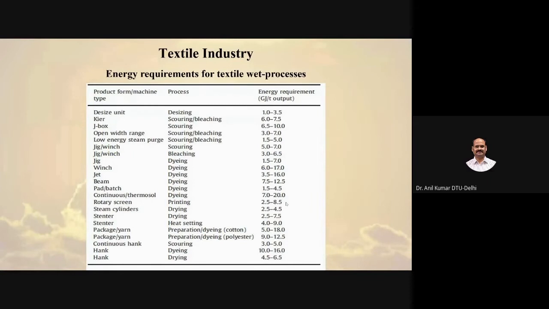So this is drying. You may see the textile industry also, the energy requirement in the textile process. In the drying operation, steam cylinders are used for the textile industry, 2.5 to 4.5 gigajoule per ton of output, and up to 7.5 gigajoule per ton of output. All this drying process in the textile industry takes place at 160 to 170 degrees centigrade, not more than that, indirect drying, right?